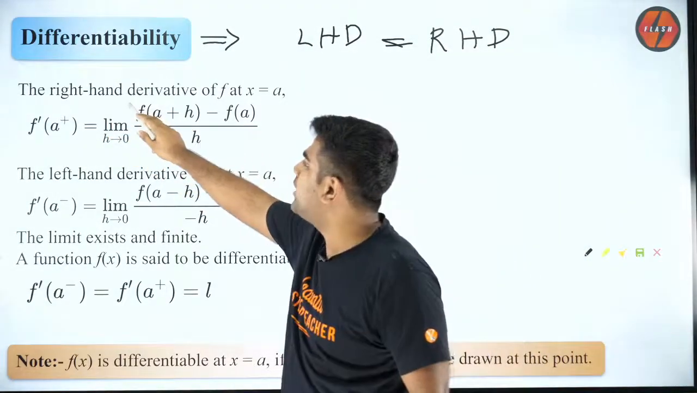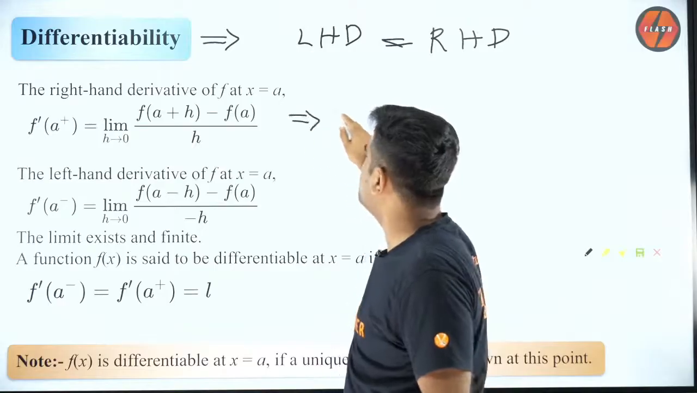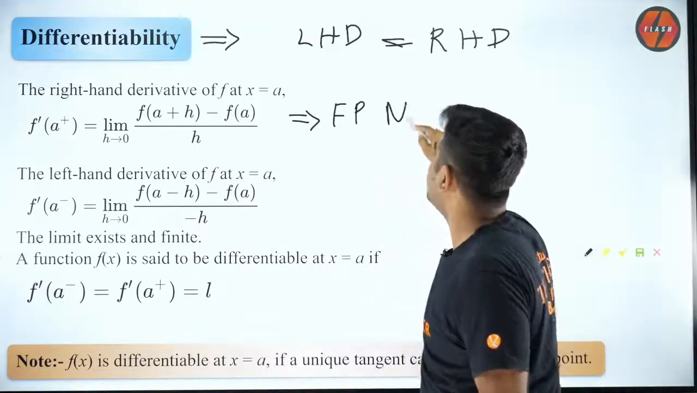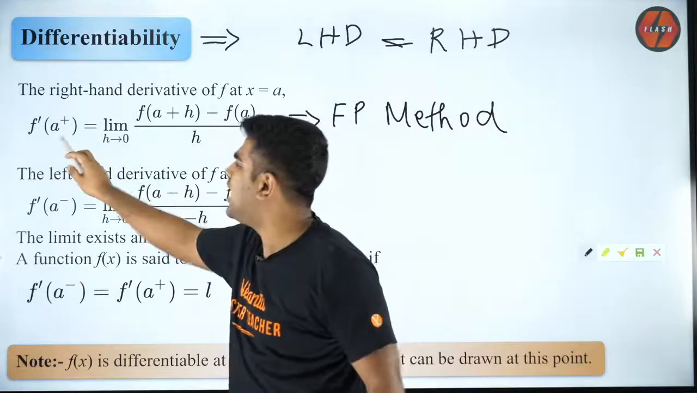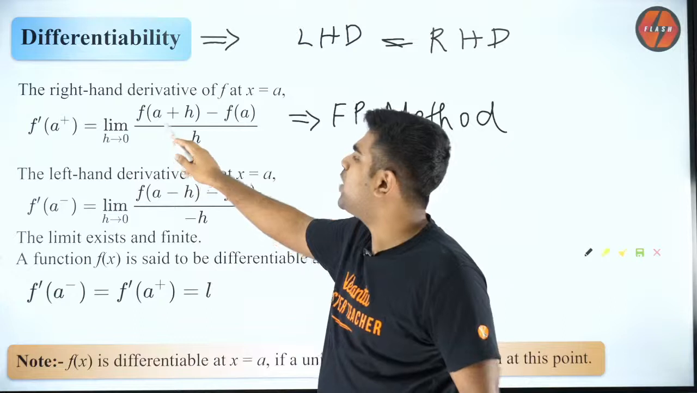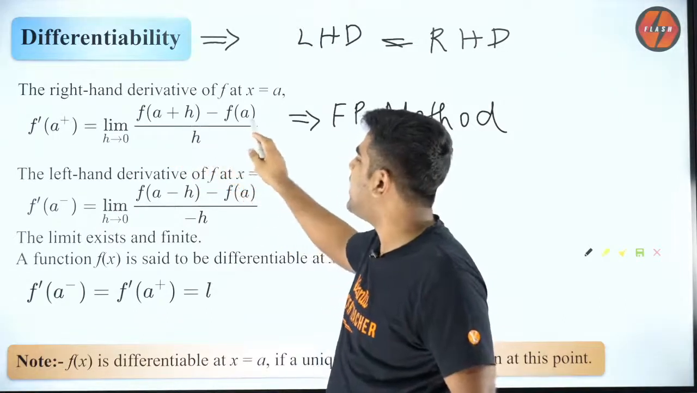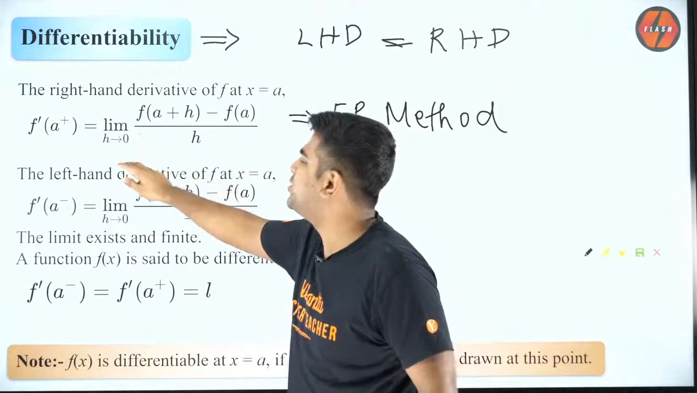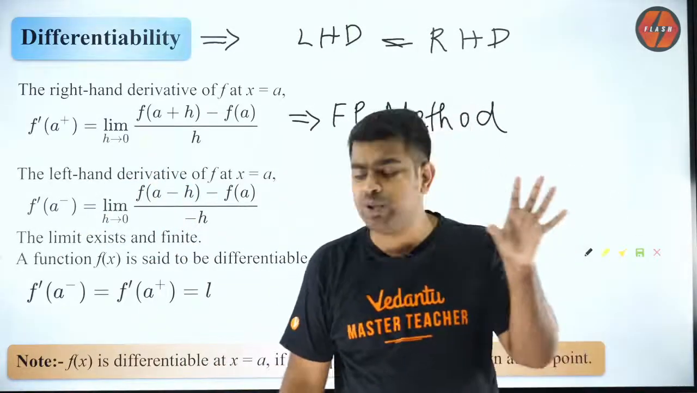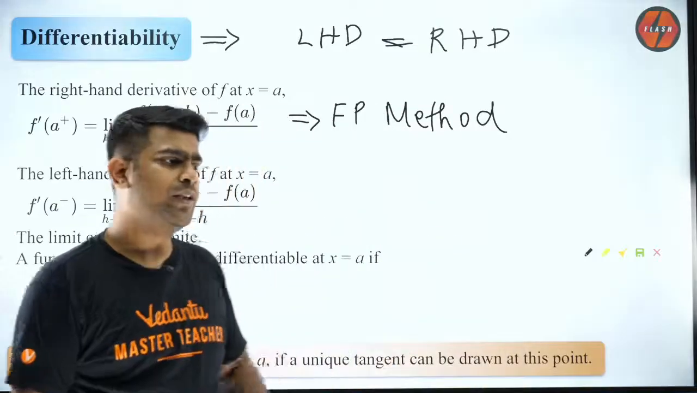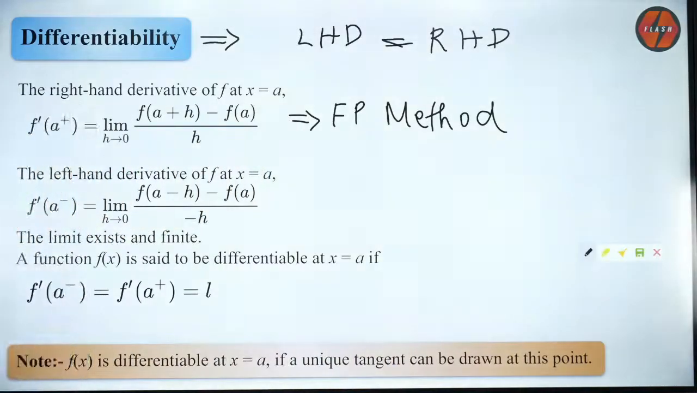So the right hand derivative is defined by using the first principle method. I'm sure everybody knows what is the first principle method of differentiation, right? So f dash of a plus is equal to f of a plus h minus f of a by h, limit h tending to 0. So this is how you define your right hand derivative. Are you guys aware of it? Achyut, are you referring to secant?